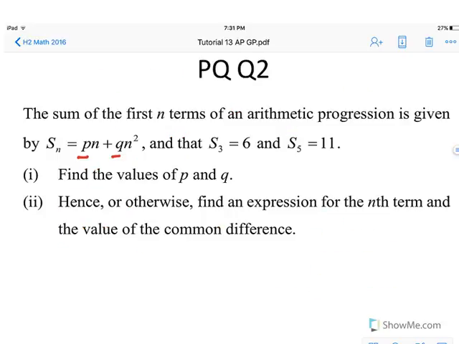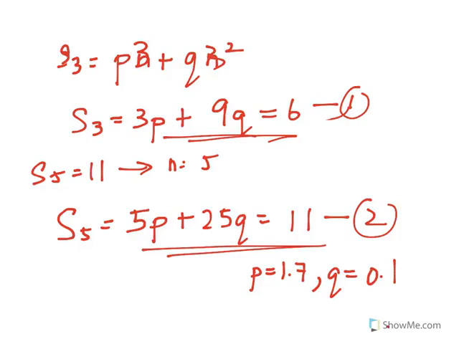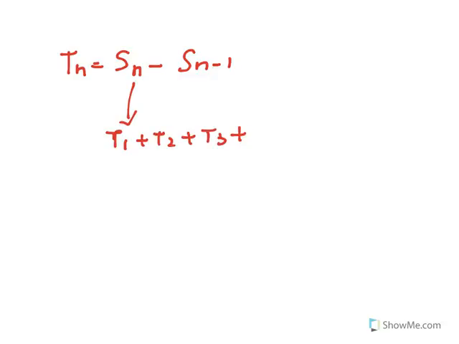Alright, part 2: hence or otherwise, you need to find an expression for the nth term and the value of the common difference. Remember, you have learned this before in your lecture. In general, if we're going to find the nth term, we can rewrite term n as the sum of n terms minus the sum of n minus 1 terms. The sum of n terms is term 1 plus term 2 plus term 3 plus term 4 all the way up to term n minus 1 plus term n.